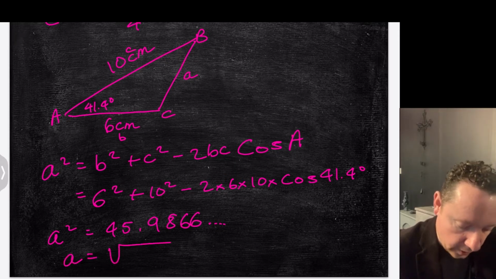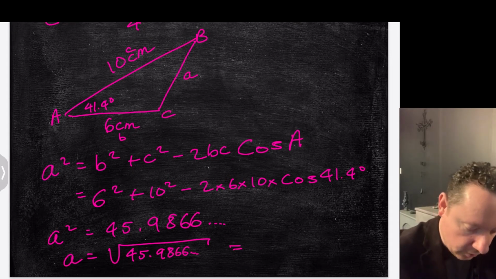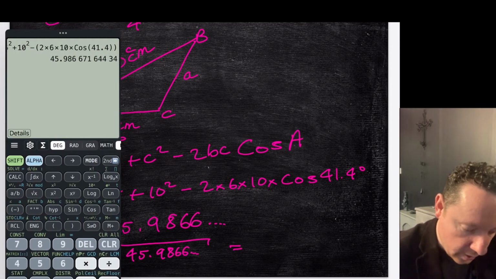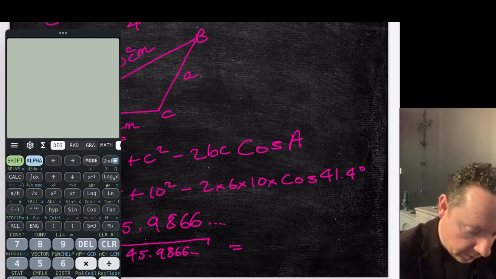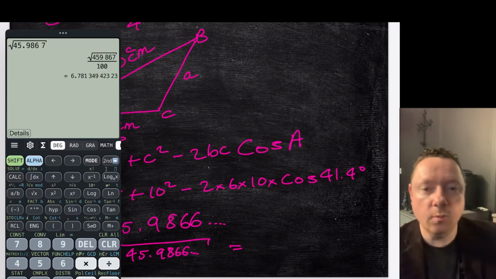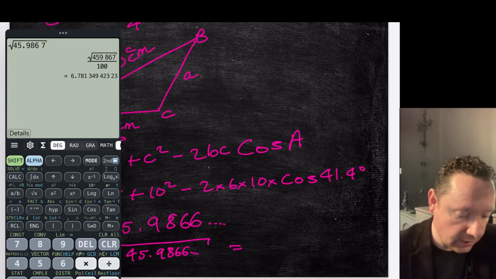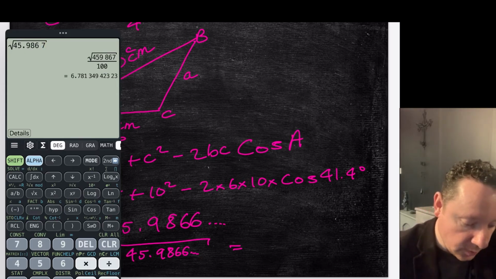A is the square root of 45.9866. So again, the calculator comes out, although it won't matter too much if you mess that up. If you put 66, you'll get the same answer. So you get 6.781.